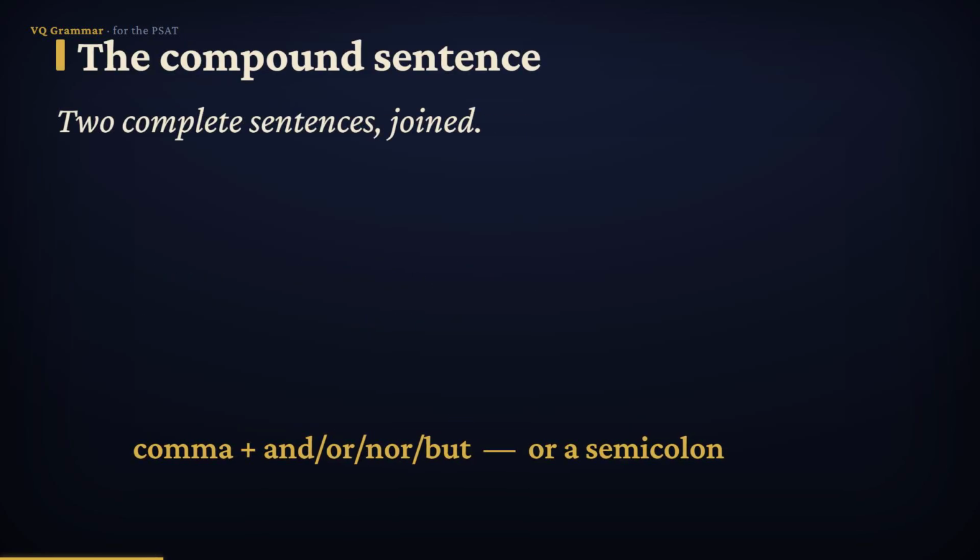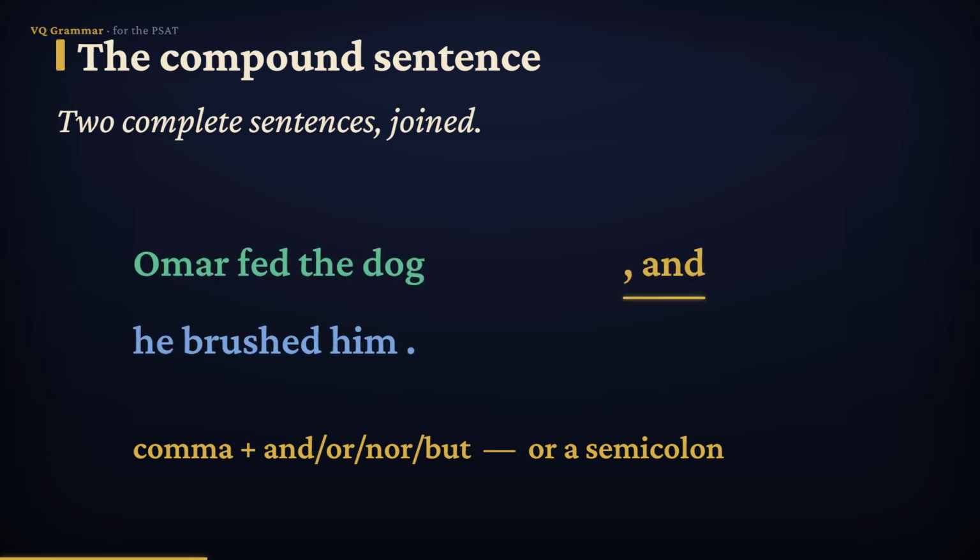A compound sentence is two complete sentences joined together. You join them in one of two ways. First, with a comma plus a coordinating conjunction: and, or, nor, or but. Listen. Omar fed the dog, and he brushed him. Two full sentences glued by comma plus and.